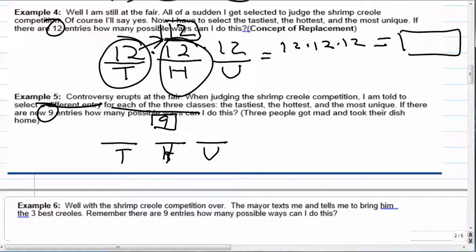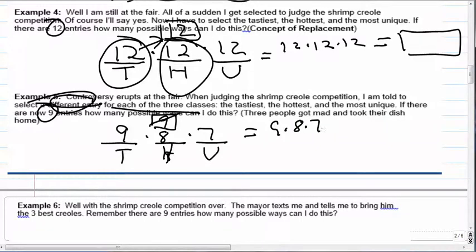When I pick the tastiest, I have 9 choices. This is when I'm picking from the same group. And when I'm picking from the same group, I ask about replacement. So, can I put them back? No, we can't. We're told we can't put them back. They have to be different. So, now my number is going to go down. 9, 8, 7.